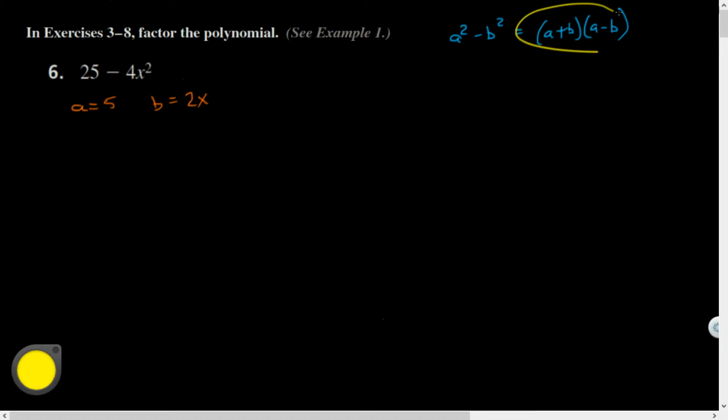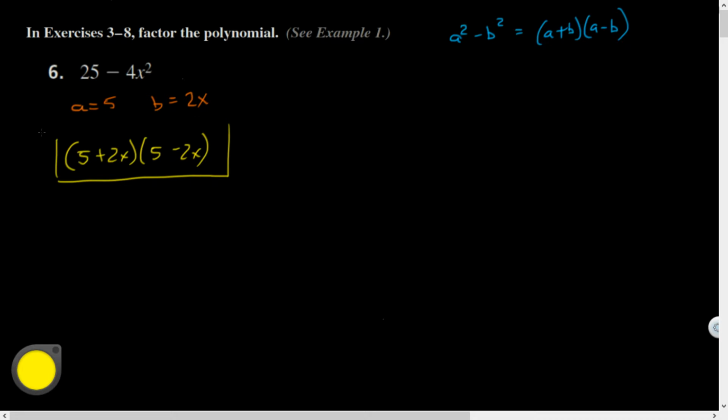So now I'm going to just plug A and B in for these values over here: 5 and 2x. So A plus B is 5 plus 2x, and A minus B is 5 minus 2x. All right, so that works just dandy.